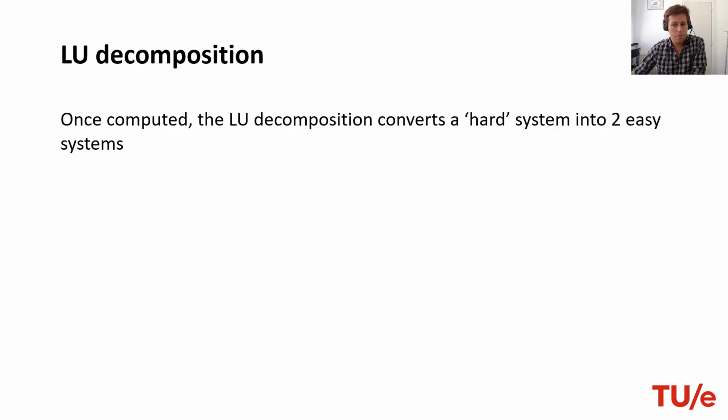So once we have this decomposition of A into L and U, this allows us to convert a hard system to solve into two easy linear systems to solve. The original hard system Ax = b, we can simply rewrite as LUx = b, since A is equal to LU.